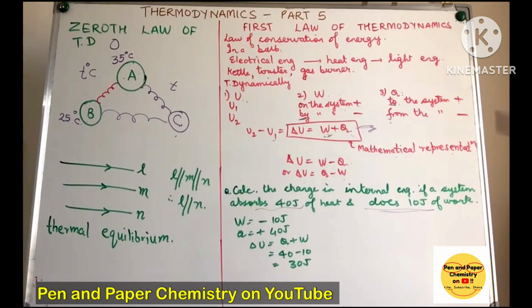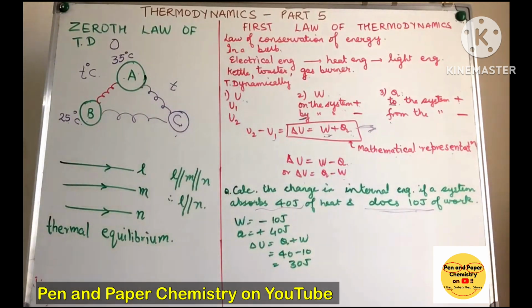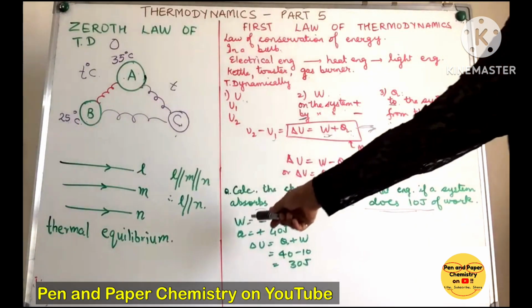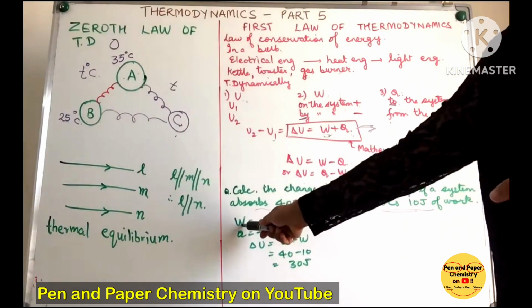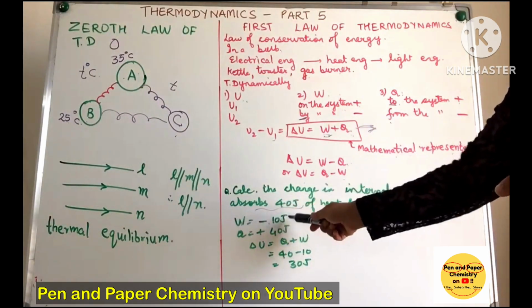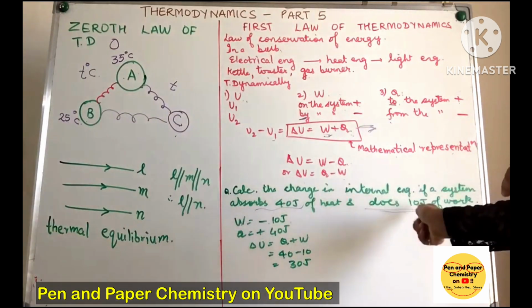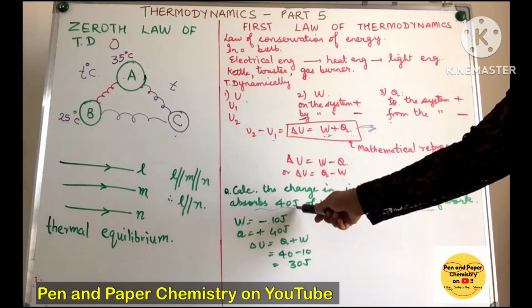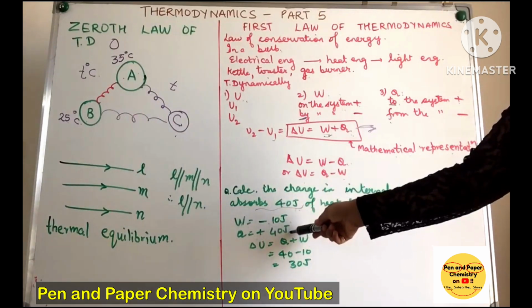In other words, our Q takes a positive sign, whereas W takes a negative sign. How will I proceed in numericals? Like this. I'll write W as W, I'll not write W as minus W. So W here is minus 10 joules. We will just put the sign in the numerical value. That is the numbers. Q, that is the amount of heat absorbed. Because it's the heat absorbed, so we have plus 40 joules.